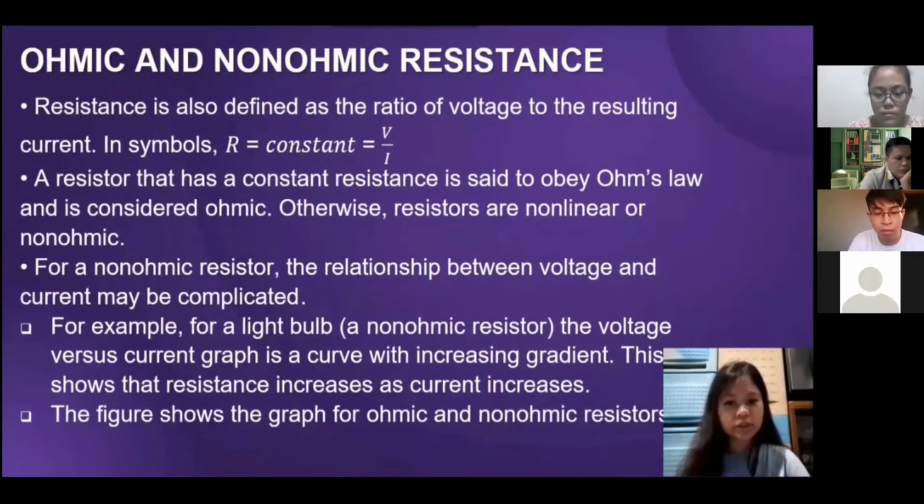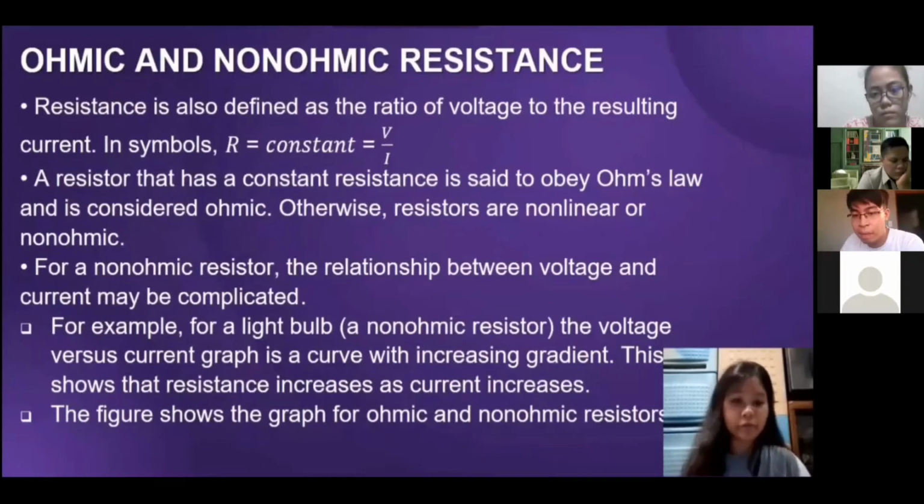For a non-ohmic resistor, the relationship between voltage and current may be complicated. For example, for a light bulb, which is a non-ohmic resistor, the voltage versus current graph is a curve with increasing gradient. This shows that resistance increases as current increases.